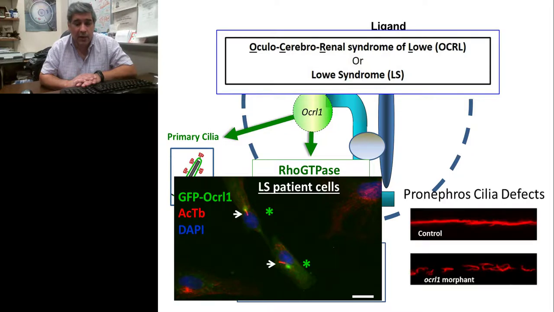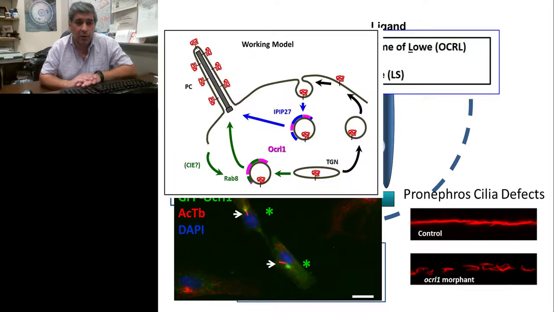And we can see that in vivo as well. Our morphant Lowe syndrome animal model shows a problem in the cilia in the pronephros. It is very disorganized. So we definitely propose a model in which OCRL participates in the trafficking of proteins towards the nascent primary cilia.